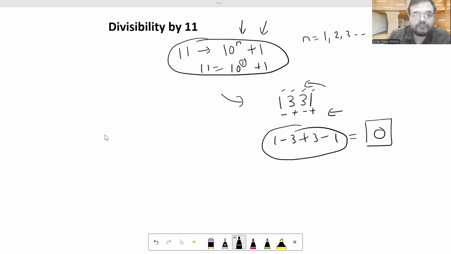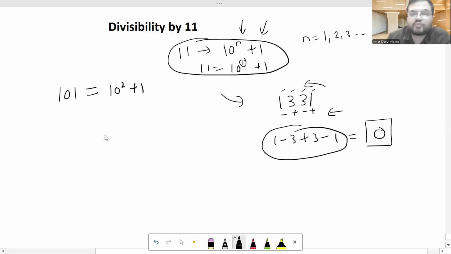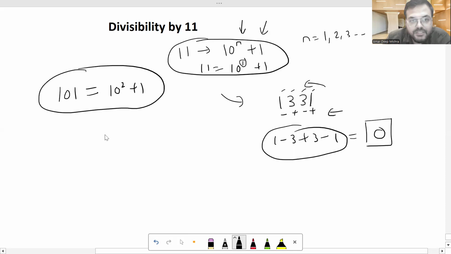Similarly, you have another number which is of the format 101. 101 is 10 square plus 1, means 100 plus 1. So for this also the same rule is applicable. Just by looking at the power, this 10 power is 2 here. So we will make a pair of 2, and we will add and subtract alternately starting from the rightmost end.